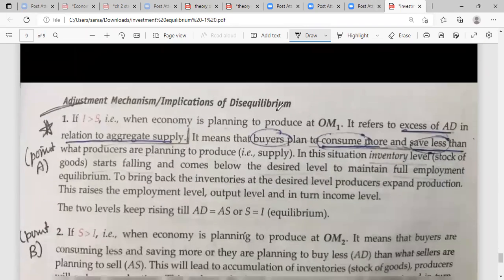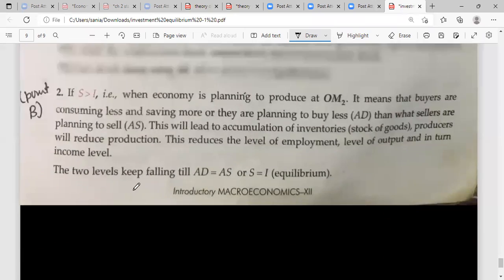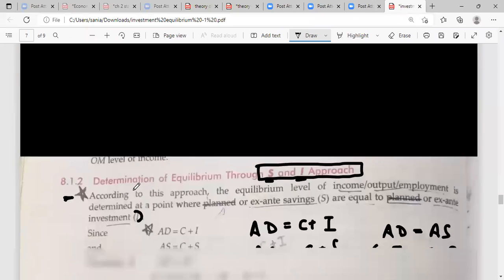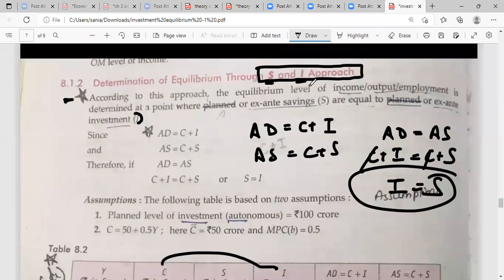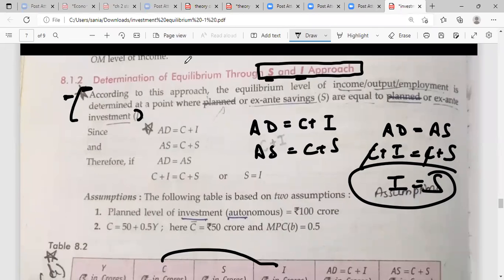And after that, we will discuss this. When your I is greater than S, when your S is greater than I, this is important. Clear? So what you are going to write? First of all, write this: determination of equilibrium through S and I approach. Okay, and after that, write this heading and this. Okay, and after this, you will draw the table. Let me know, I'll scroll it down. Clear?